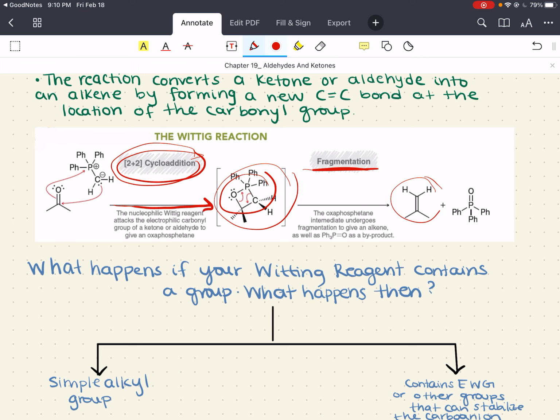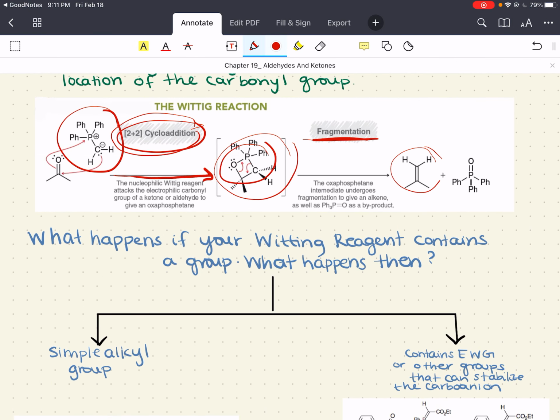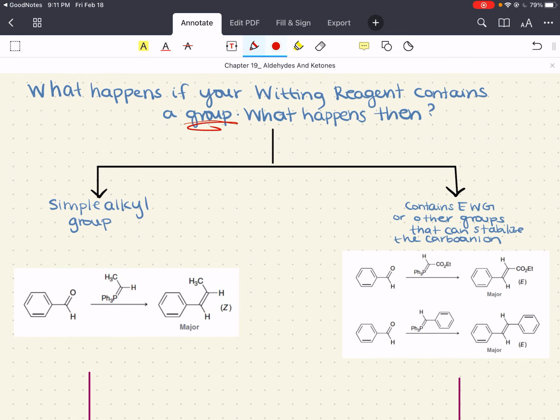Now, what happens if your Wittig reagent, which by the way is this phosphorus group, this oxaphosphatine group, contains a group? What if instead of these two hydrogens right here, there is something else? What happens then? Well, if your Wittig reagent has just a simple alkyl group.